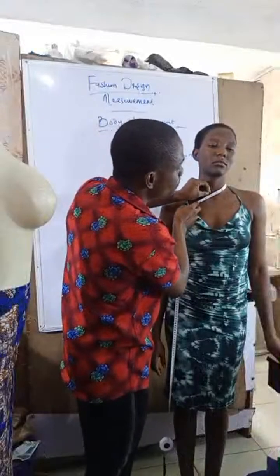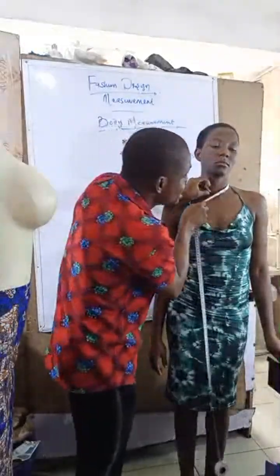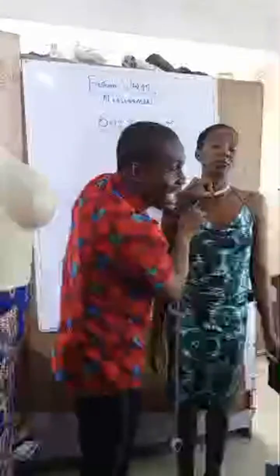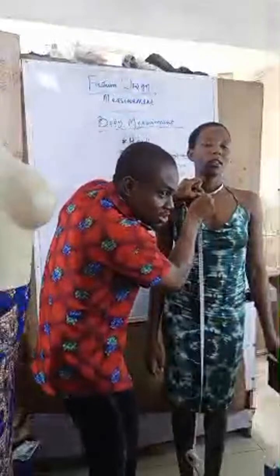First of all, you just have to place it. When you're measuring somebody, you don't even have to apply pressure. Just place it anywhere both of them join. Just place it like this. Anywhere both of them join. That is called the fitted measurement.